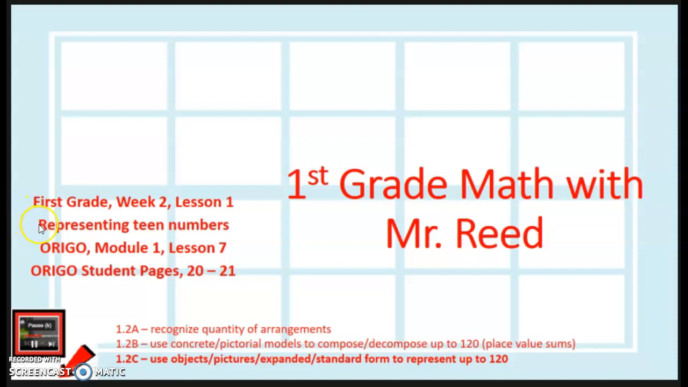Teachers, we're working on representing teen numbers in our Oracle books, Module 1, Lesson 7. Students, take out your pencils, get at least 20 counters, your writing notebook, and your Oracle book, pages 20 and 21. Also, go ahead and get crayons, markers, or something to write with. When you have all these materials ready, go ahead and go to the next slide. But until then, pause, then let's get ready.